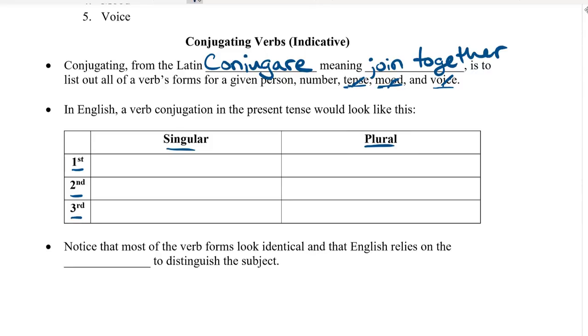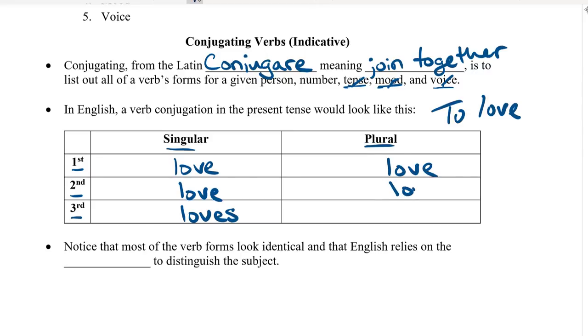Now if we look in English with a verb conjugation in the present tense, if we take the verb to love, like we did before, and we want to say to love, which is our infinitive, and we want to give it definition, we want to make it a finite verb, right? Well, if we look here, this is actually what it would look like. And if you notice, the verb itself doesn't really change except in one spot. What we need in English, because all these verbs look identical, are the pronouns that we probably are familiar with, maybe not knowing that they're called pronouns, to actually distinguish what our subject is.